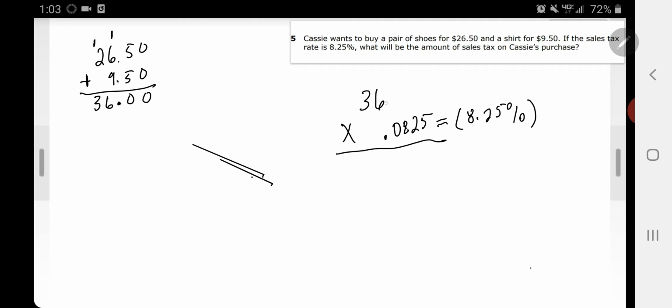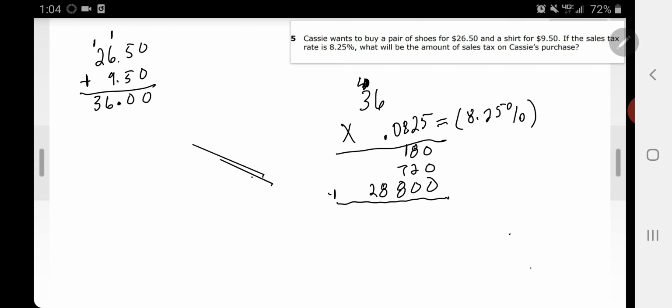So 5 times 6 is 30. 5 times 3 is 15, plus 3 is 18. All right, moving on to the next number, so we need a placeholder. 2 times 6 is 12. Carry the 1. 2 times 3 is 6, plus 1 is 7. Moving on to the next number, so now we need 2 placeholders. 8 times 6 is 48. Bring over the 4. And 8 times 3 is 24, plus 4 is 28. And of course, we don't need to multiply by the 0 because it's just going to give us a bunch of zeros and we'll get the same answer anyways.